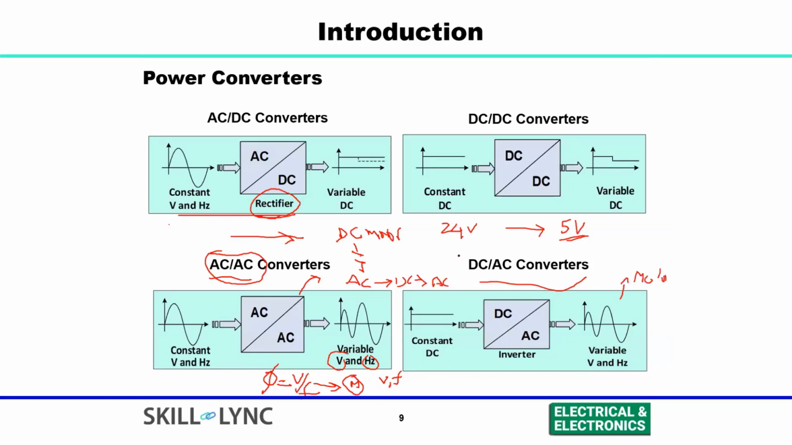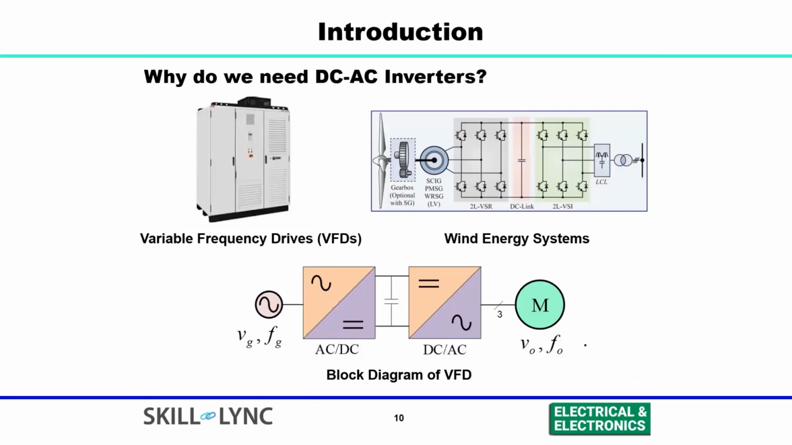So our focus is more on DC to AC converters, where we need to convert constant DC to variable voltage and frequency. So what are the applications where we generally use these DC to AC inverters? We generally use them for variable frequency drives and wind energy systems.